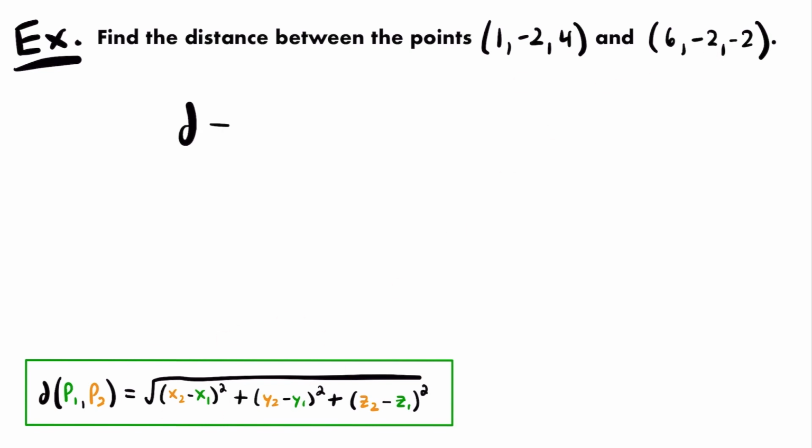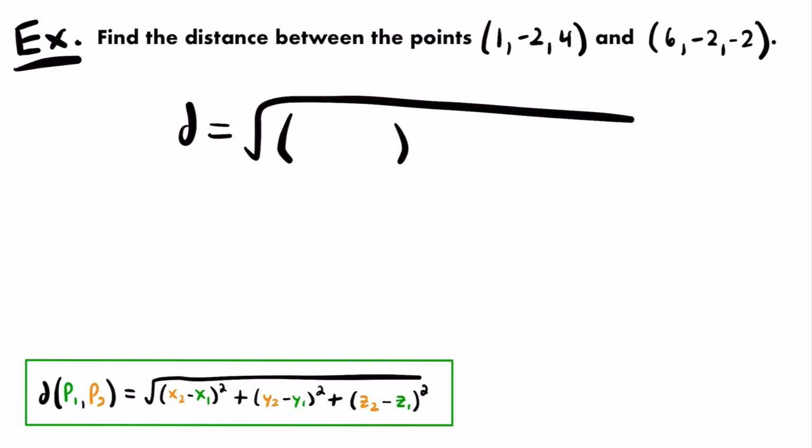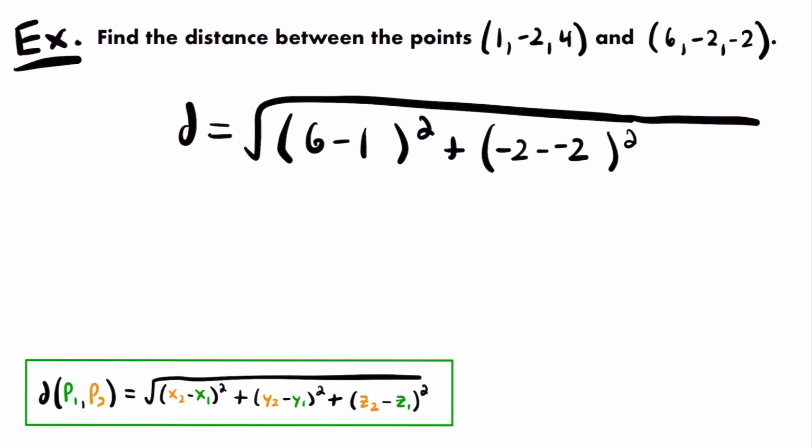The distance will be equal to the square root of the difference in the x coordinates squared. And our x coordinates are 6 and 1. So we'll have 6 minus 1 squared. Then we'll add that to the difference in the y coordinates squared. And the y coordinates are both -2. So we're going to have -2 minus -2, and that quantity is squared. And then we're adding that to the difference in the z coordinates squared. And the z coordinates are -2 and 4. So we'll have -2 minus 4.